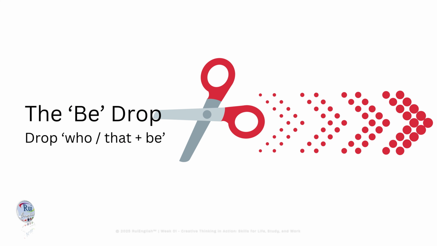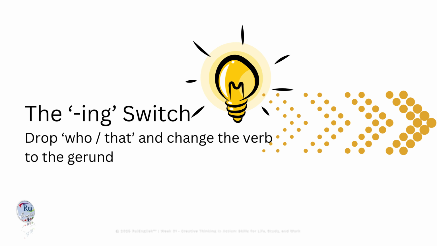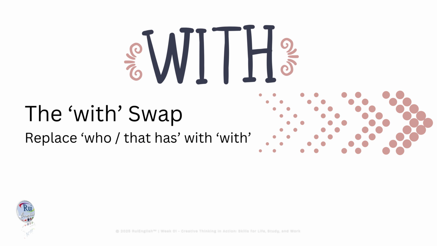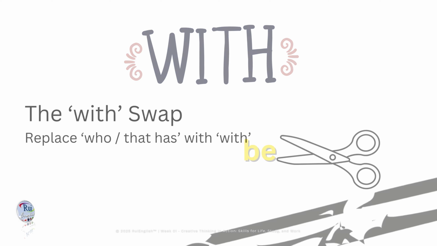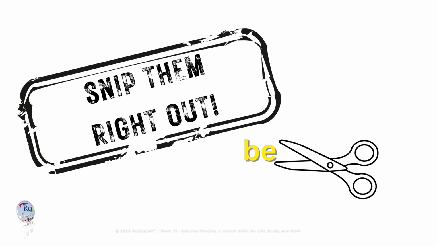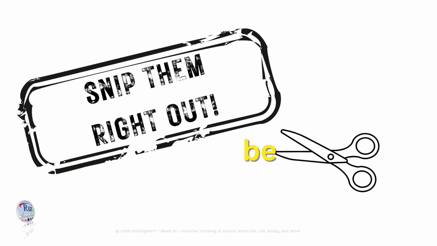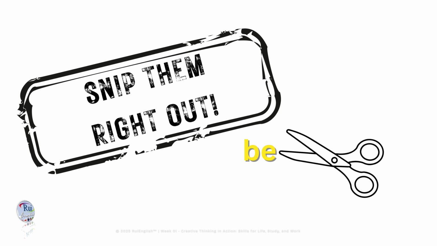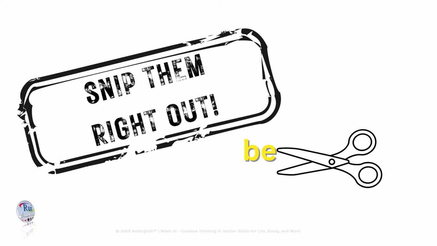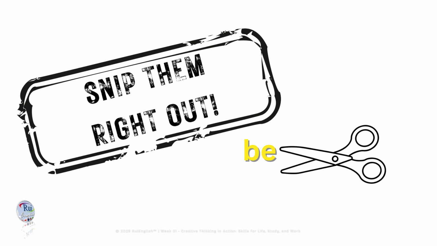First up, we'll learn to drop the be verb. Then, we'll switch verbs to their ing form. And finally, we'll do a really simple swap using the word with. You ready? Let's go. Our first rule is probably the most straightforward one. When you see a descriptive phrase that uses who is or that is, a lot of the time you can just drop them, snip them right out of the sentence.